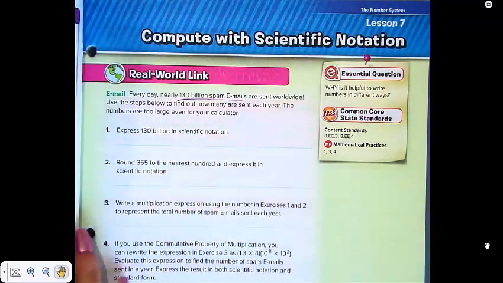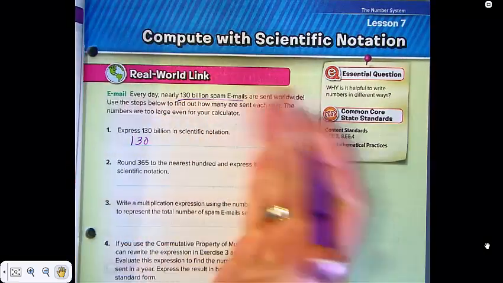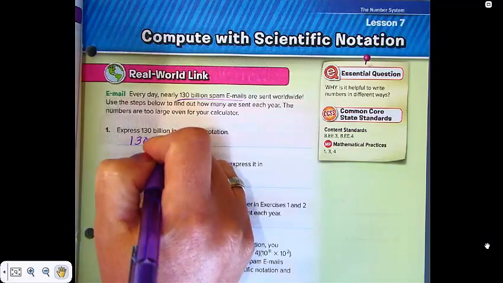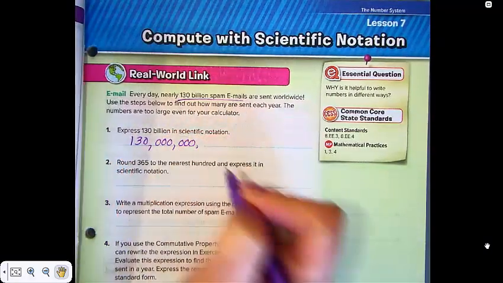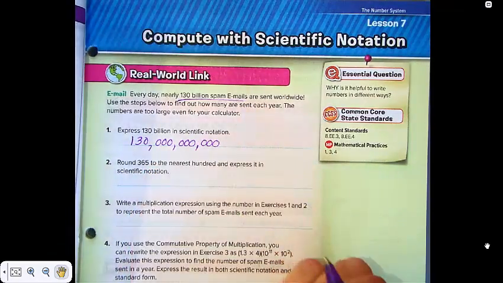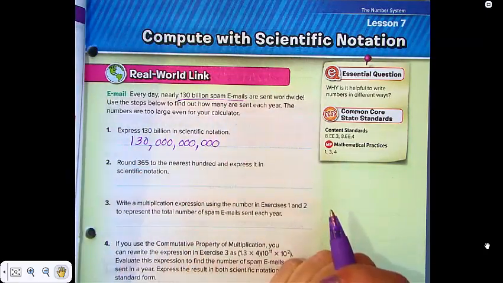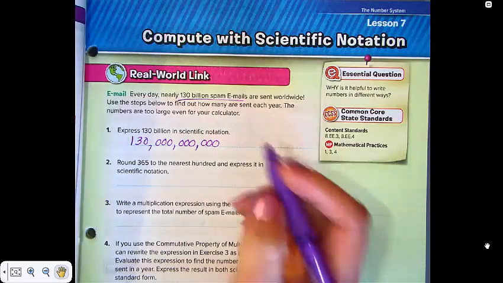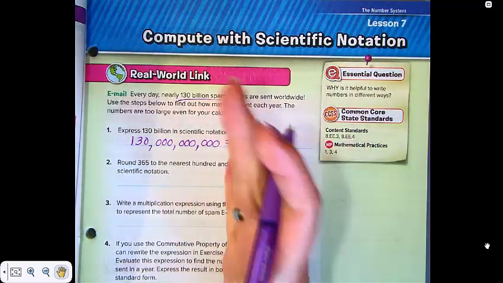So if I wanted to write 130 billion all the way out, here's 130,000, 130 million, 130 billion. That's how I would write it all out. And if you tried to get that to fit into your calculator, it simply wouldn't fit. So we use something called scientific notation. Again, you talked about that in lesson 6.